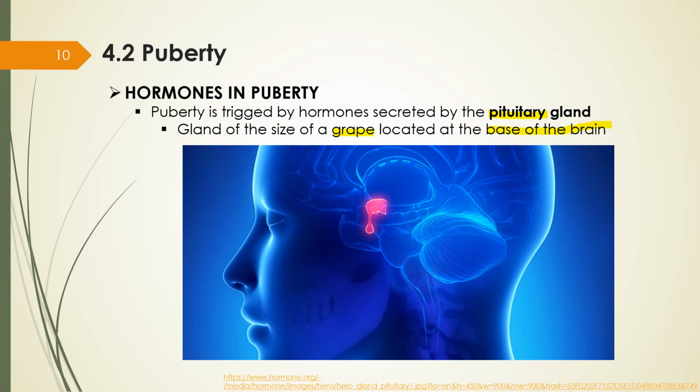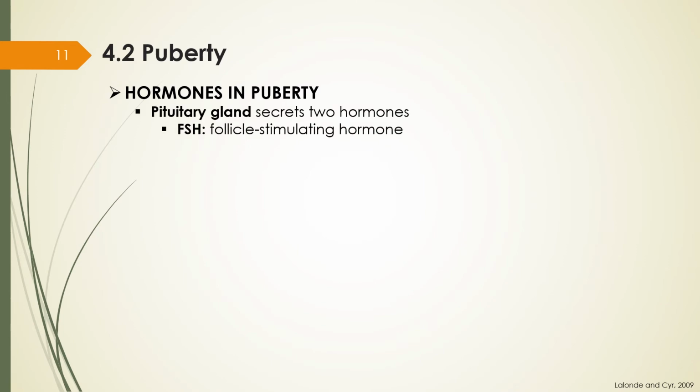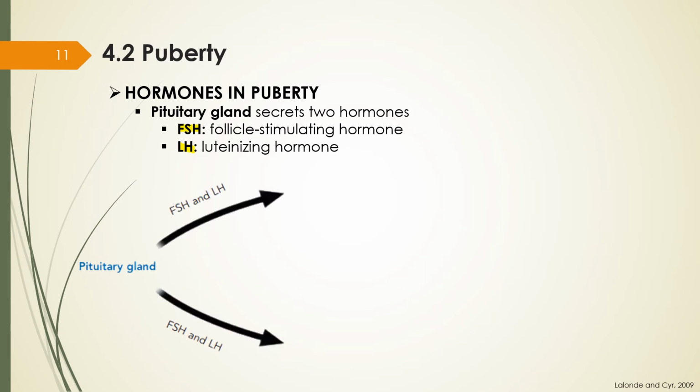What's the name of the gland? Pituitary gland. Okay. And what hormones does it secrete? It secretes two hormones, FSH or follicle stimulating hormone, and LH, luteinizing hormone. So what happens? The pituitary gland, the gland in your brain, releases these two hormones during puberty, FSH and LH. What do they do? So it depends.